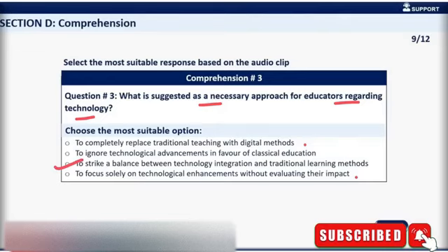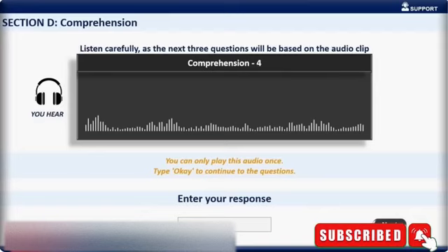So guys, we have covered enough questions, and now the three questions for the previous section are done. Now let's hear one more audio, and then we are going to attempt 3 more new questions.